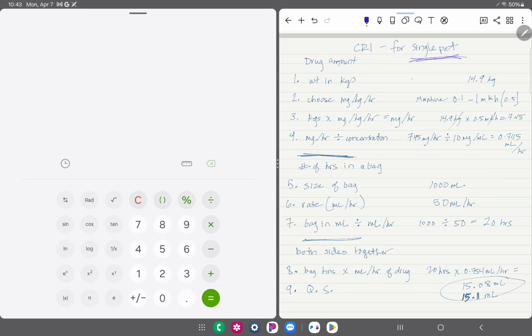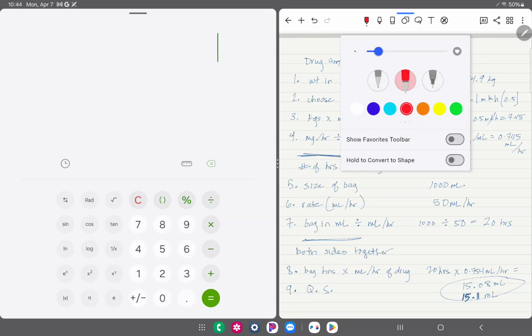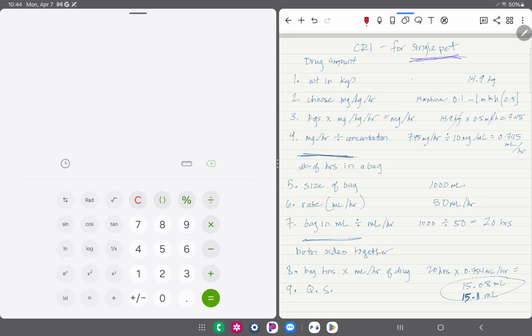So first you want to figure out what is your drug amount. I'm going to change my pen color so it looks more obvious when I'm highlighting things for you. So you want your weight in kgs. And we almost always start with pounds, right? But we know this. The conversion is 2.2. So if you take your pounds divided by 2.2, you will get kgs. So let's say this is a 14.9 kg animal.